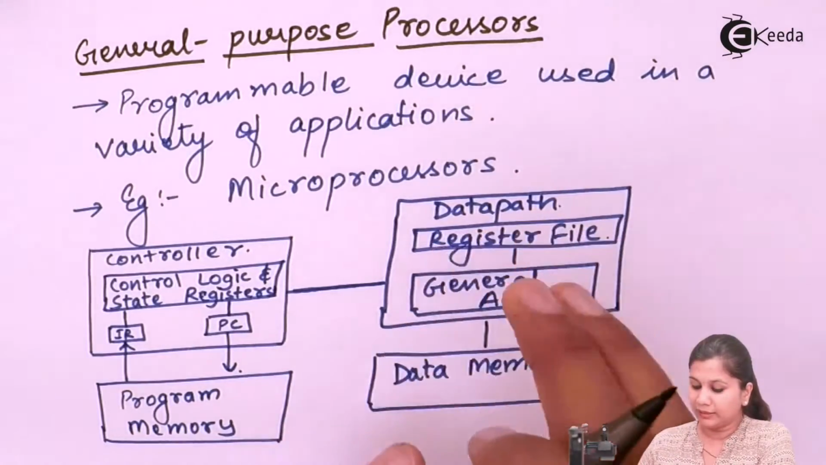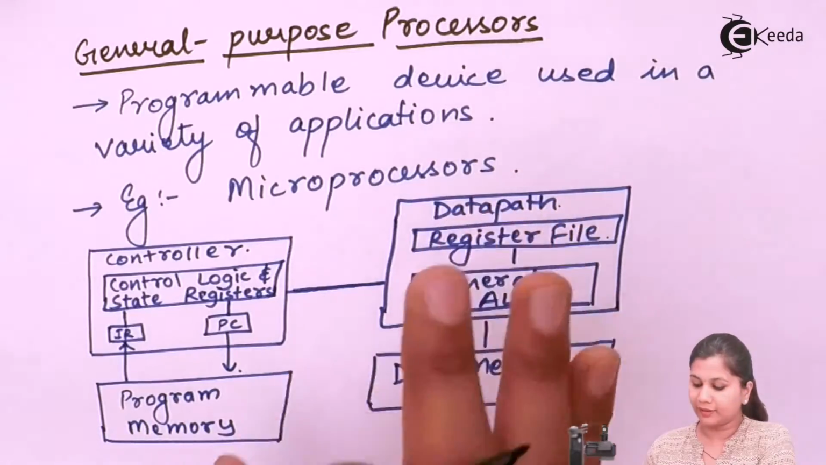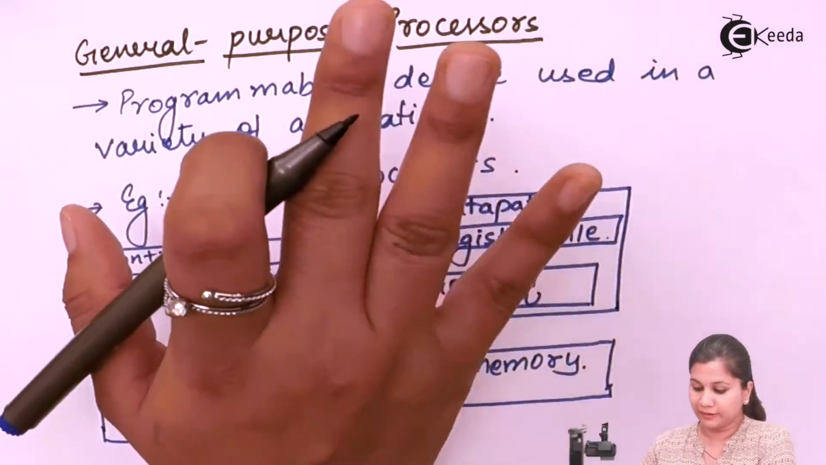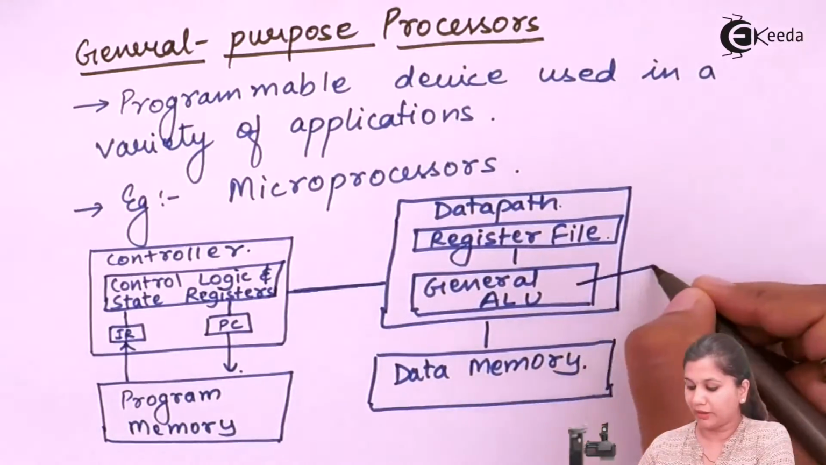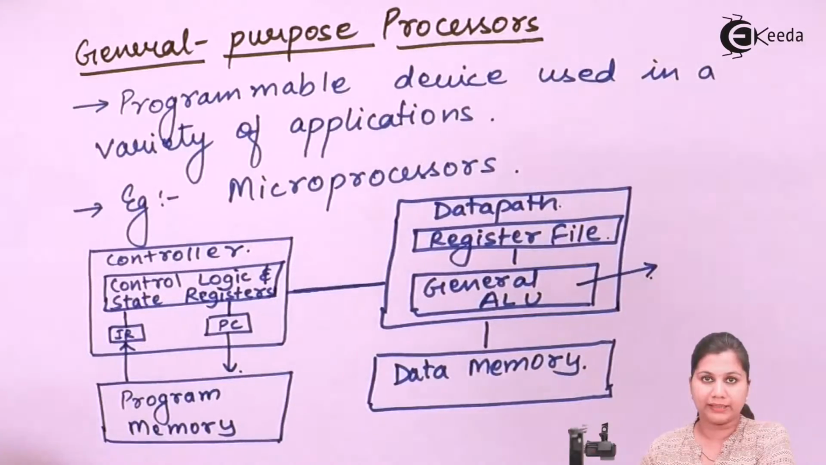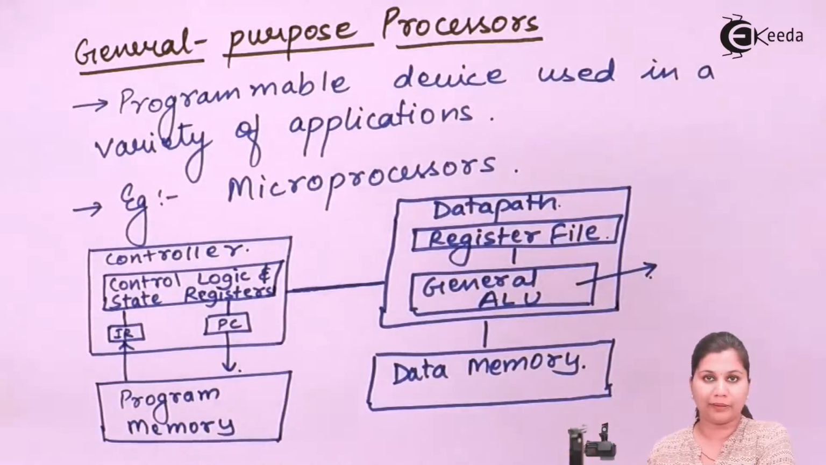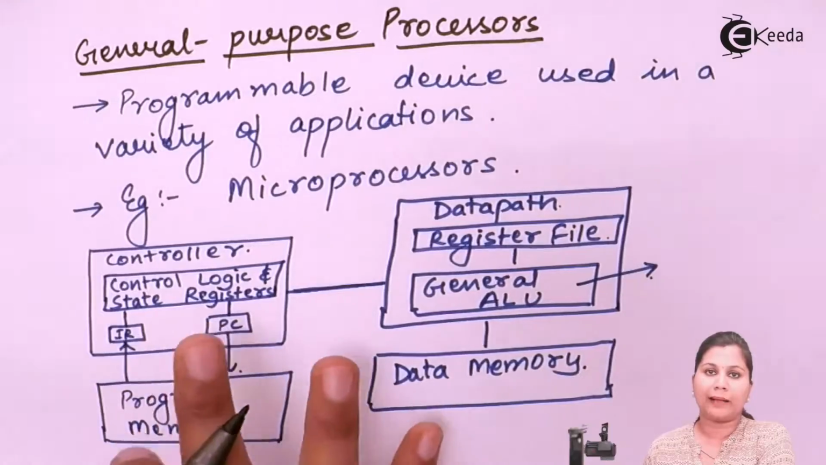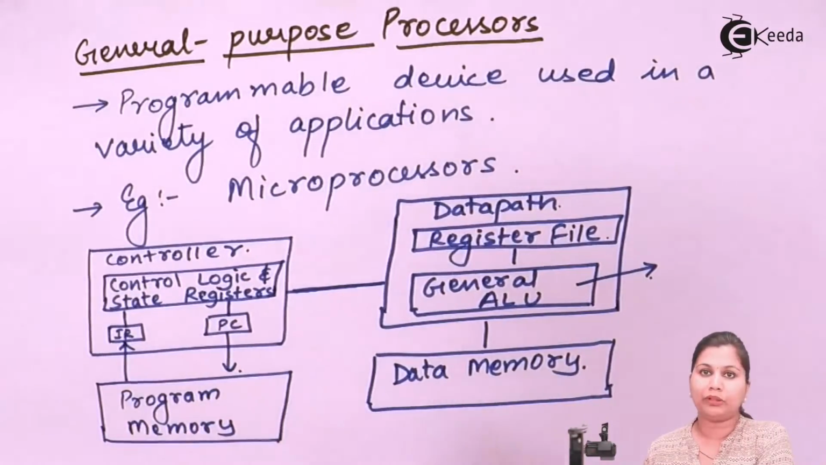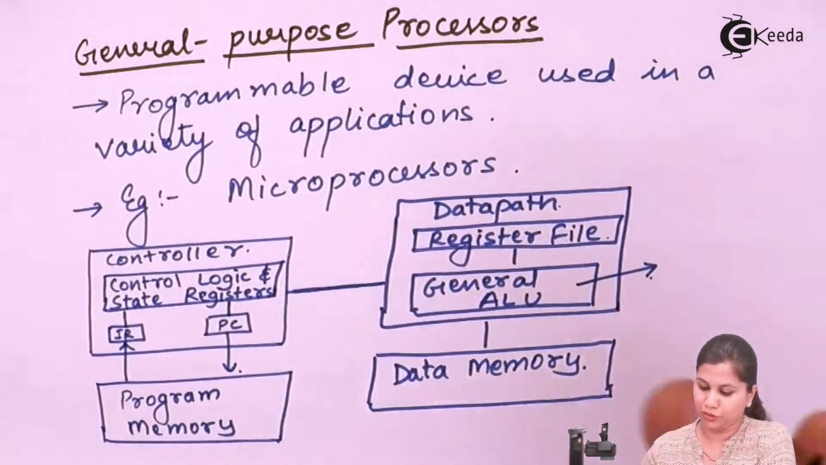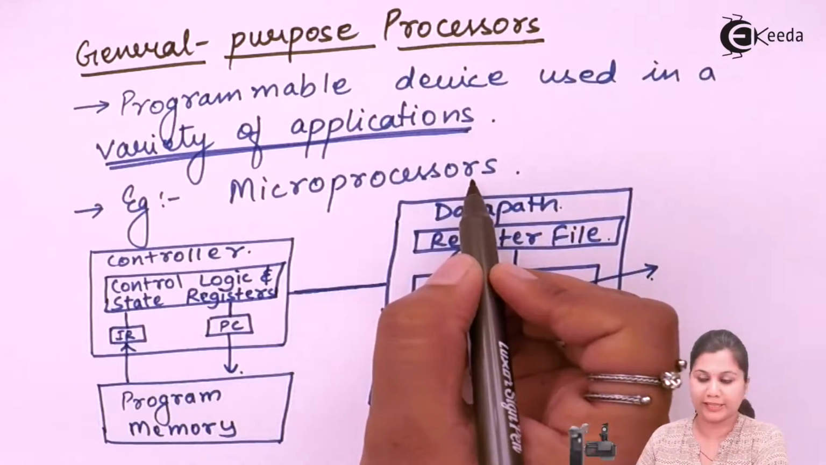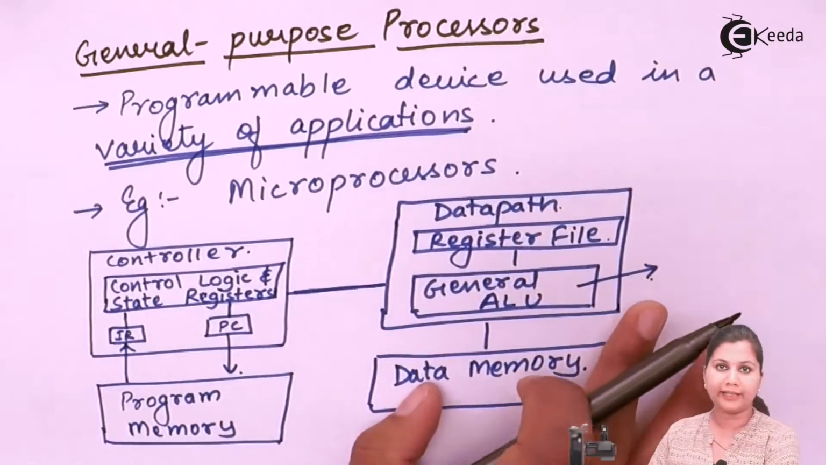After that, the data is processed and then the results will be stored. So the difference in these general purpose processors is that they have a general ALU present in them, then program memory is there, data memory is there. For whatever application we are using, we will store the program for that, and then the embedded system can be used for any application. So they are used in a variety of applications. Example is microprocessor. They will contain a general ALU unit in them.